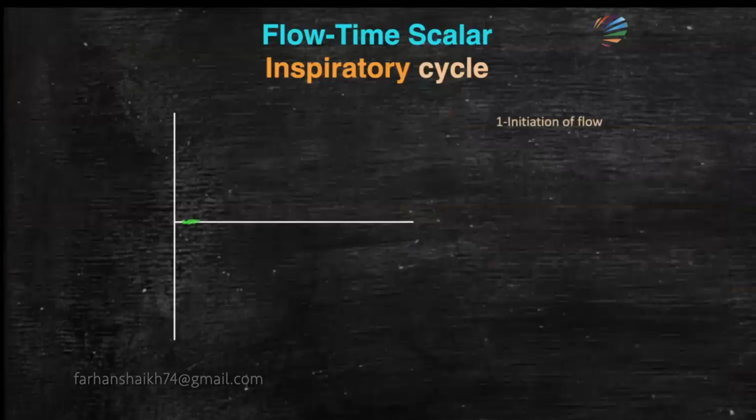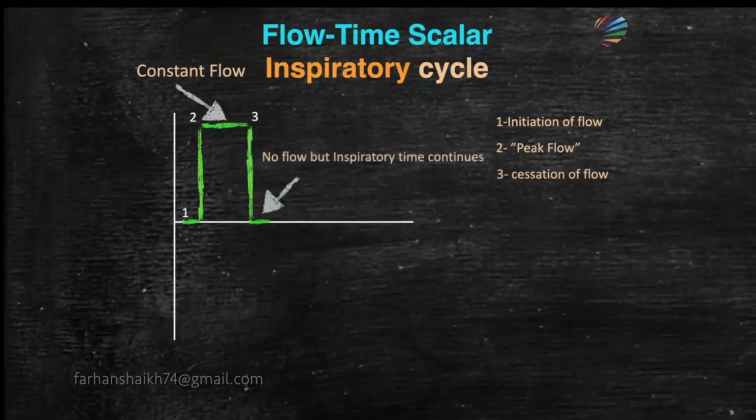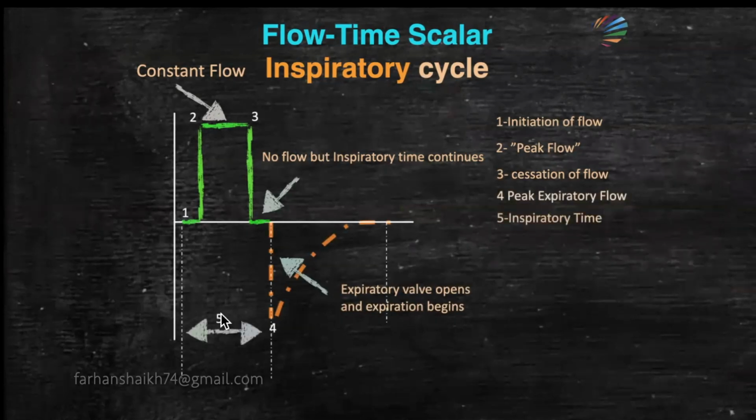So in the flow time scalar, this is the initiation of flow, this is peak flow, and then we get a constant flow, cessation of flow, followed by a period of no flow. This is also called pause time. It should be sufficiently set. And then we have beginning of expiration. When the expiration valve opens, this is our peak expiratory flow. This is our inspiratory time, and this is our total cycle time.